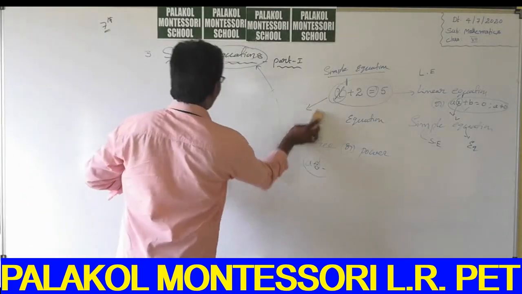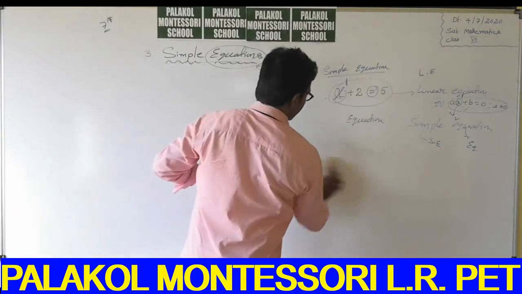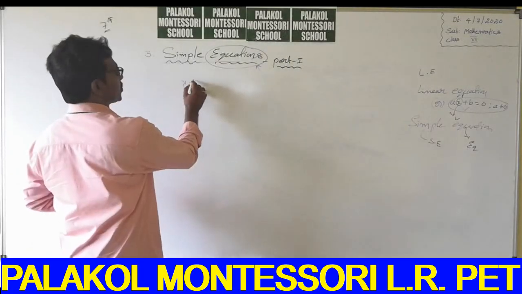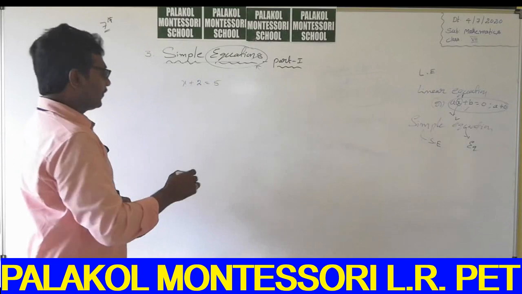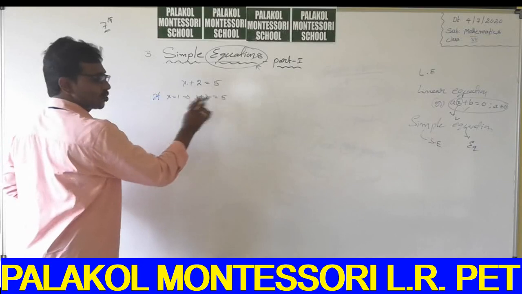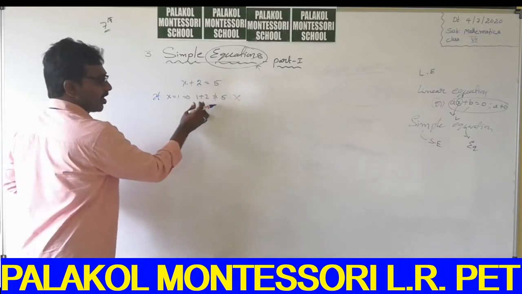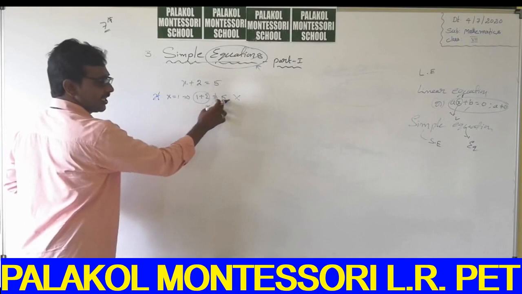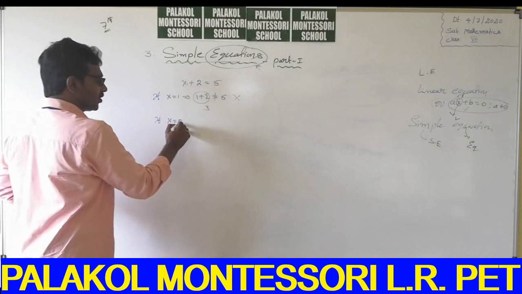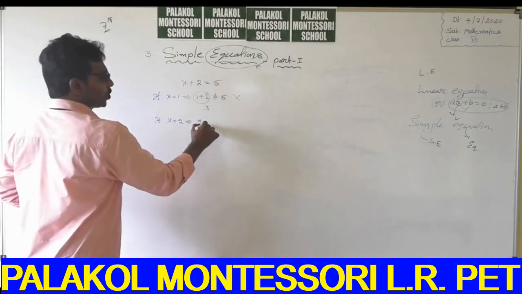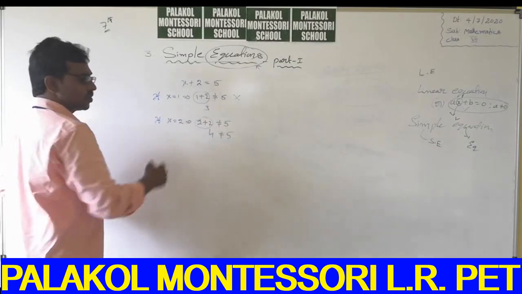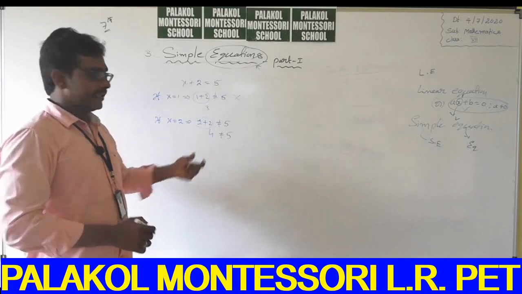Different values can be substituted in these equations. Suppose x plus 2 is equal to 5. If x is equal to 1, then 1 plus 2 is equal to 5, true or false? It's false, because 1 plus 2 is 3, and 3 is not equal to 5. Take one more value: if x is equal to 2, 2 plus 2 is not equal to 5, because 2 plus 2 is 4, and 4 is not equal to 5.